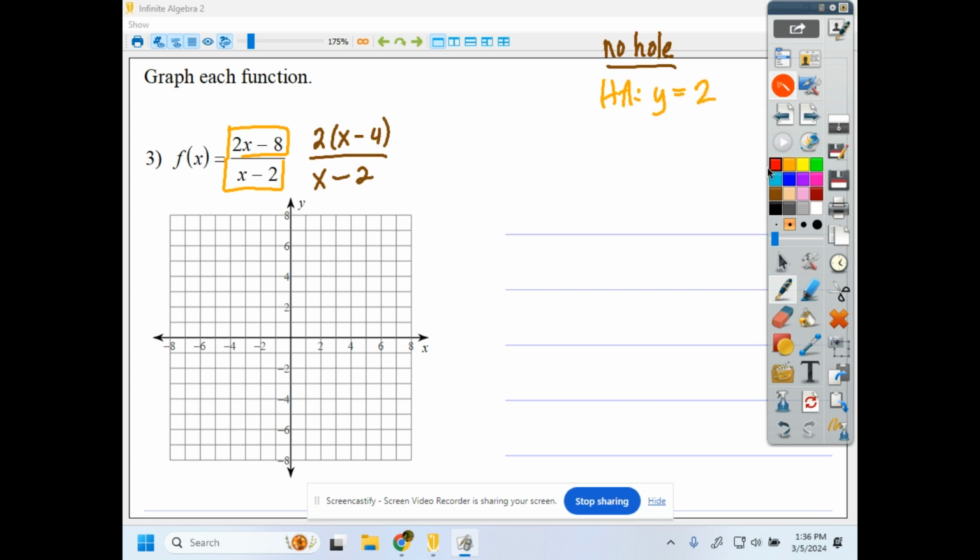Where do you get a 2? Because the leading coefficient here is 2. The leading coefficient here is 1. What's 2 divided by 1? That's going to be y is equal to 2. The vertical asymptote will be coming from your denominator, which is here. x minus 2 is equal to 0. Add 2 on both sides. x is equal to 2.